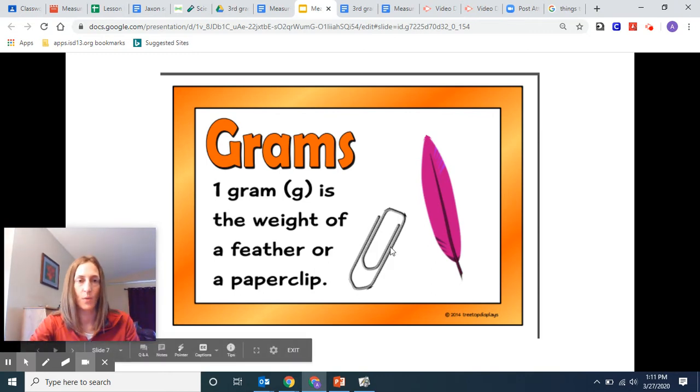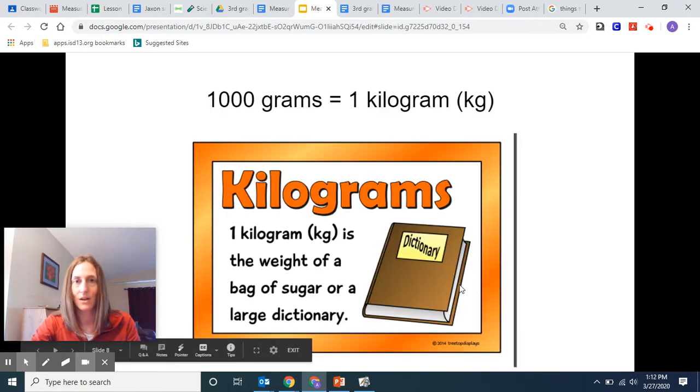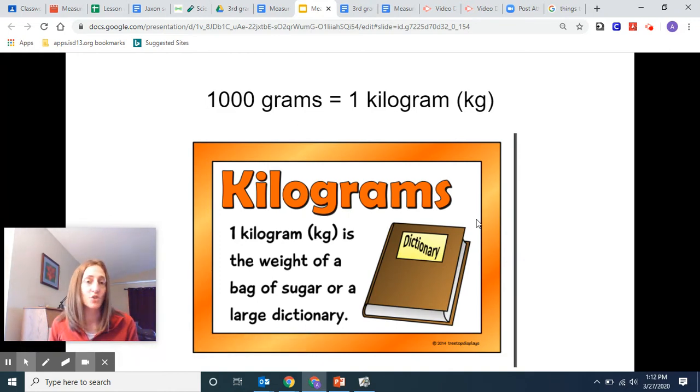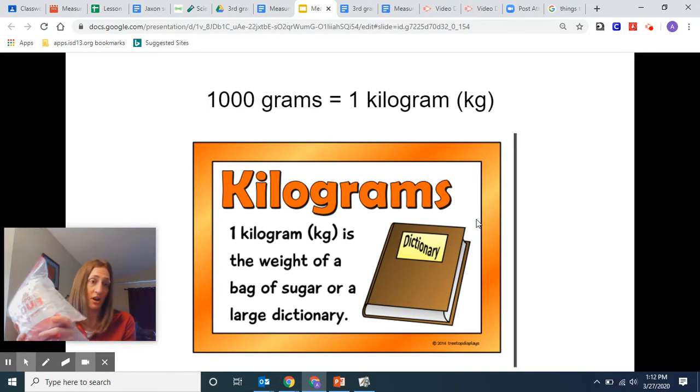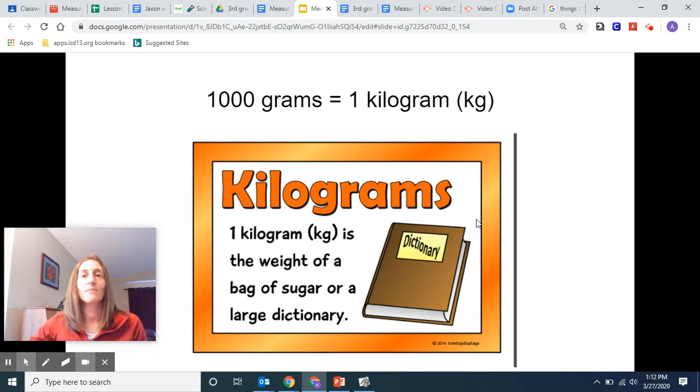So let me show you that word. There you go. One kilogram is about the weight of a bag of sugar or a large dictionary. So this bag of flour would be pretty similar to a bag of sugar. So this is about 1 kilogram. And when something is bigger than about a kilogram, you're going to use kilograms to measure it, right? One kilogram is the same as 1,000 grams.